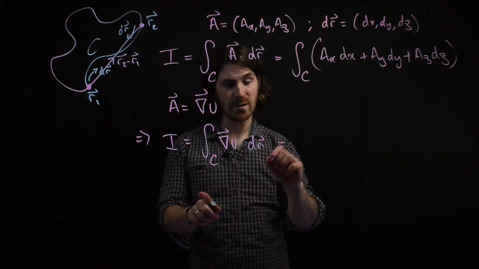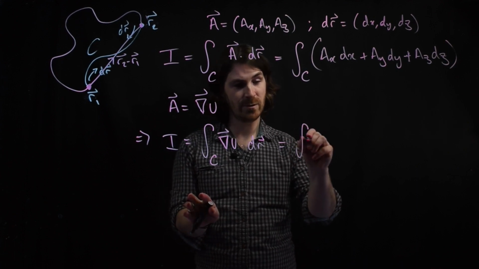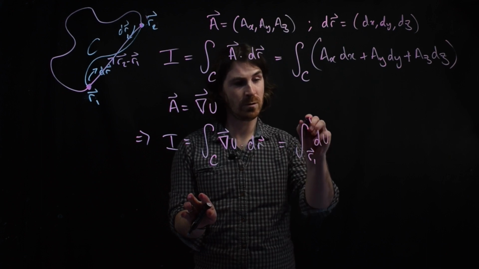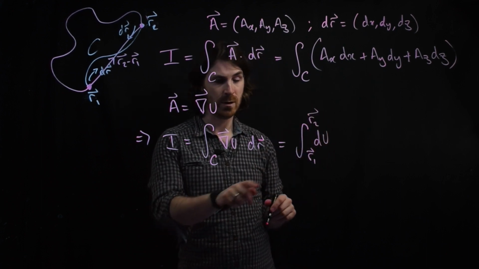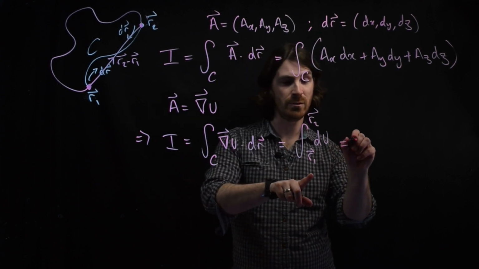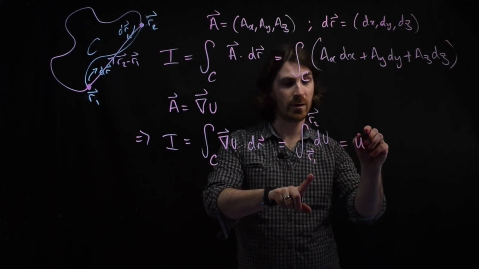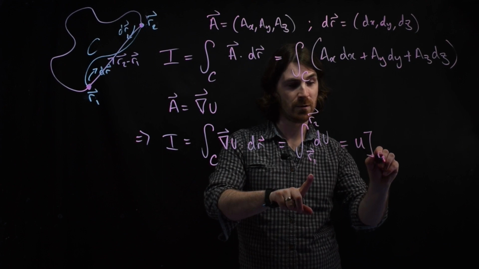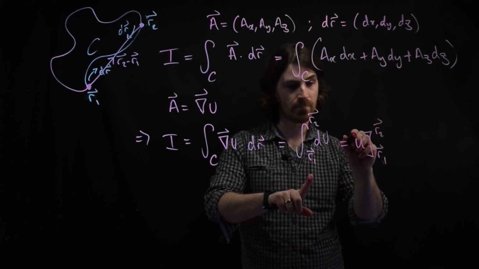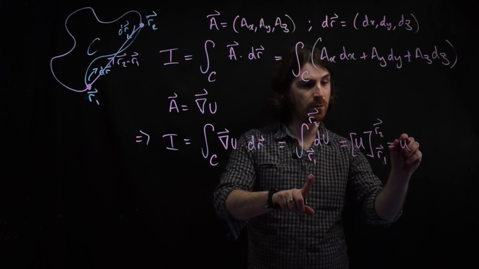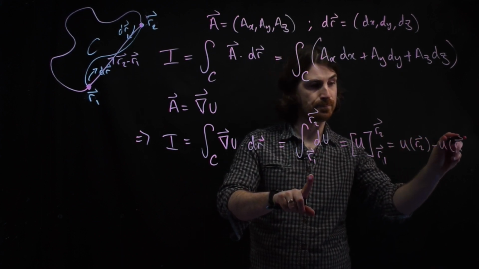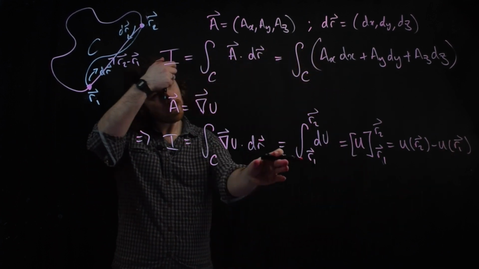Now this thing just equals the integral of du between the two endpoints, R1 and R2. We'll show this in a second. And the integral of du is simply just u. So it's u evaluated at the two endpoints, R1 and R2: u at R2 minus u at R1. And how can we see this?